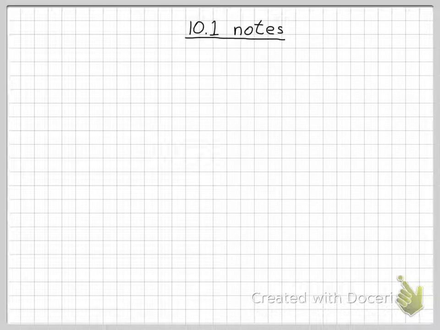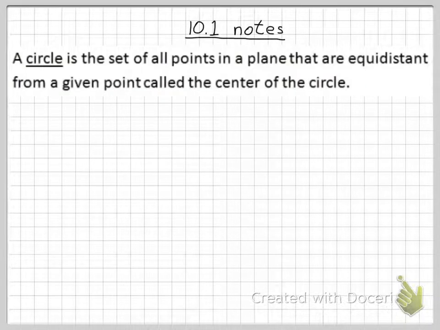So first let's review a circle. A circle is the set of all points in a plane that are equidistant from a given point called the center of the circle. I really love that definition. I think that's really clever. I think we all know what a circle is. We're pretty familiar with a circle, but this is a neat mathematical definition of a circle.